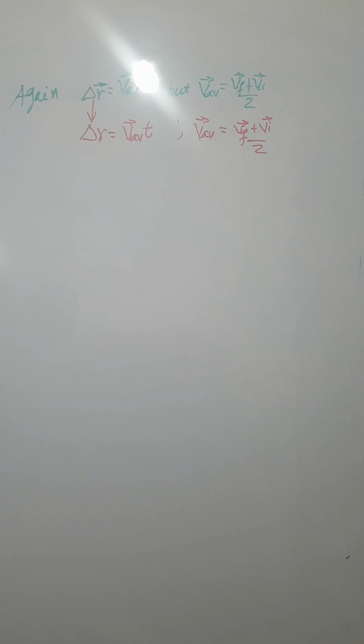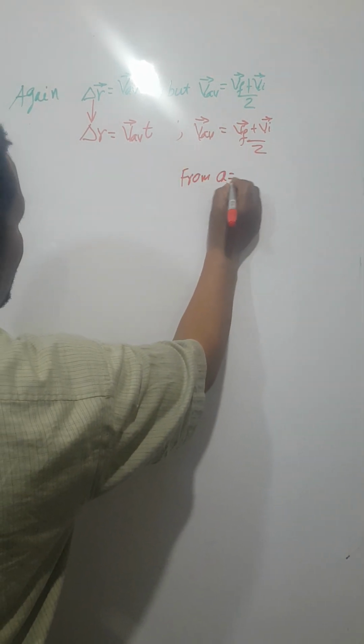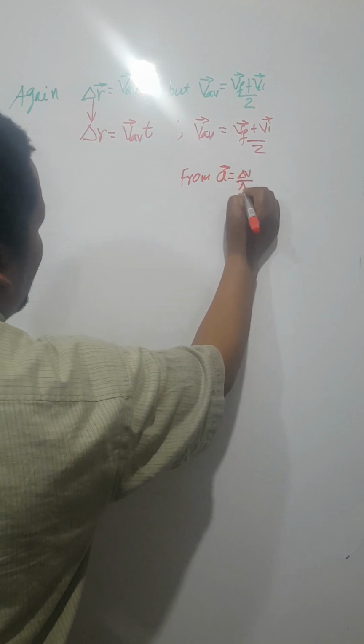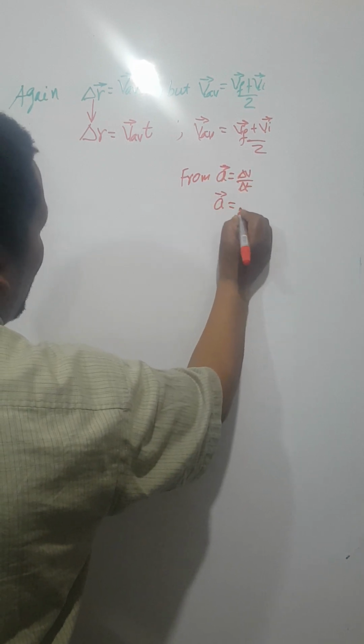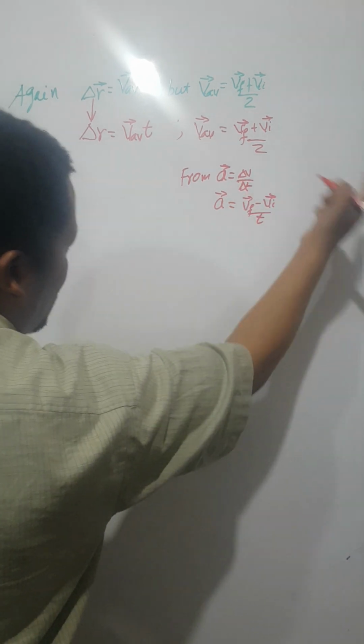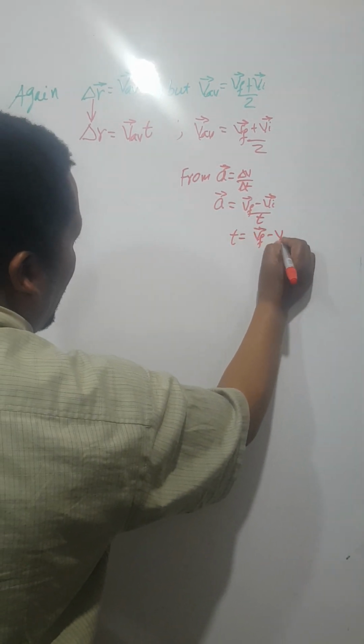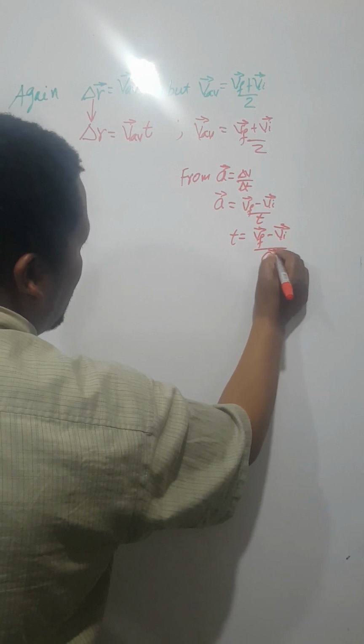Now we are on part 4. Average velocity is VF plus VI over 2, and time is from acceleration, which is equal to change in V over change in T. Now acceleration is equal to VF minus VI over T, for Ti 0. Then time is equal to VF minus VI divided by acceleration.